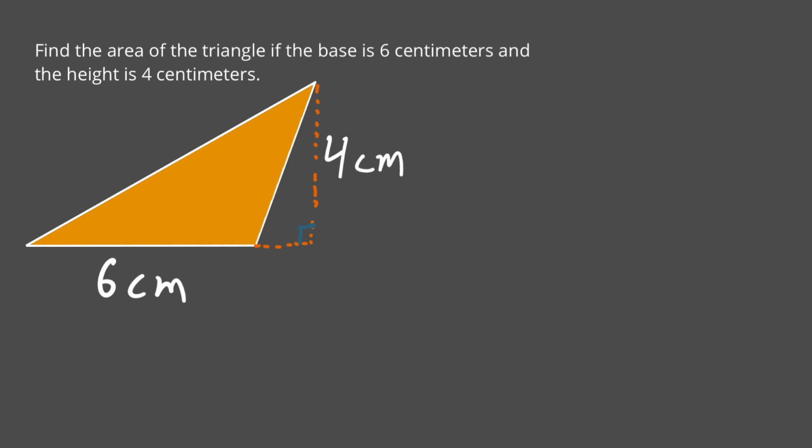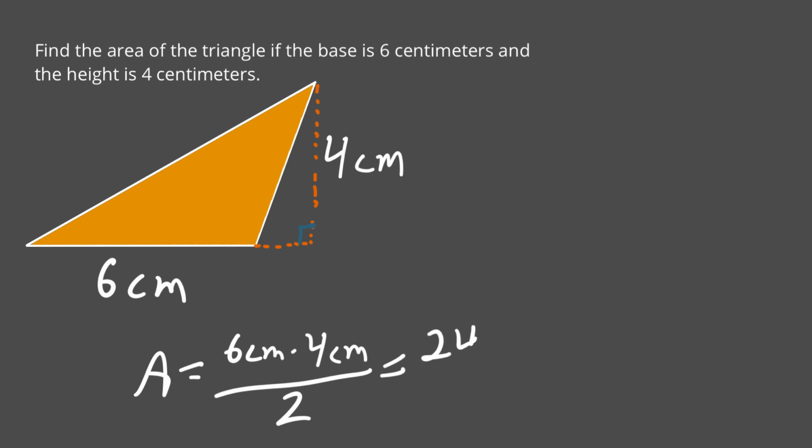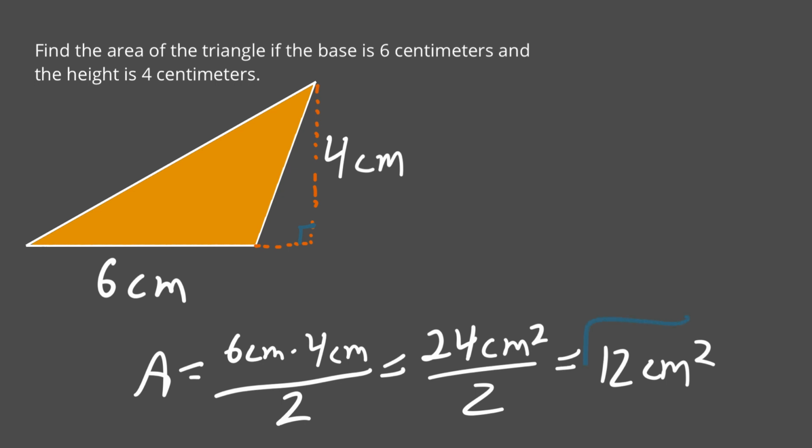Now we can plug it into our formula. Area equals 6 centimeters times 4 centimeters, all divided by 2. That gives you 24 centimeters over 2, which is 12 centimeters. And that all should be centimeters squared. And that is your final answer.